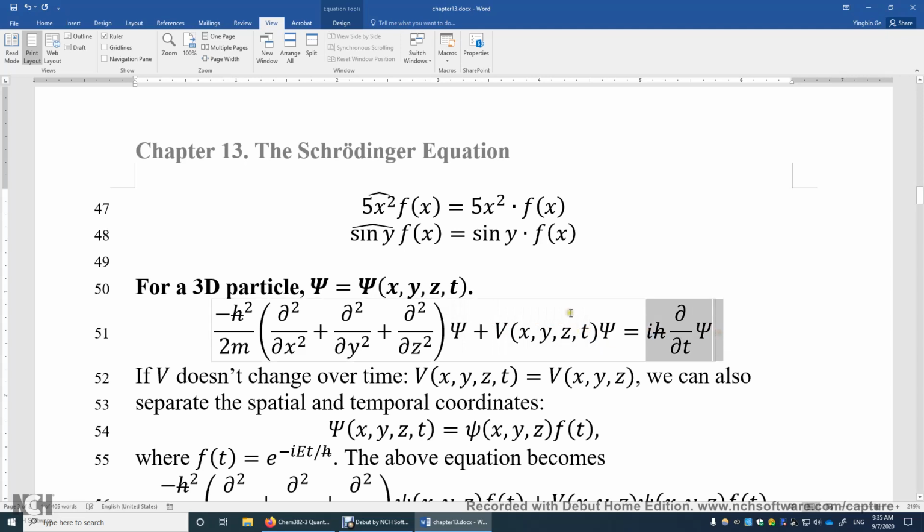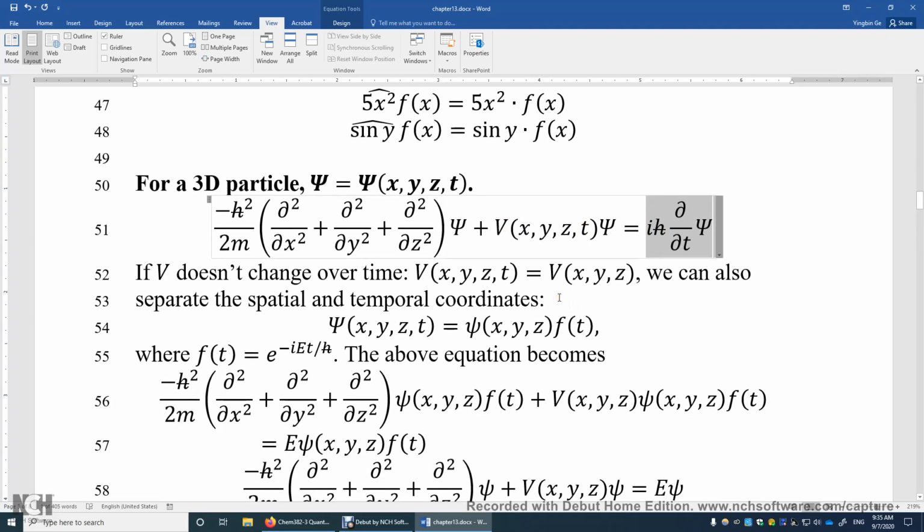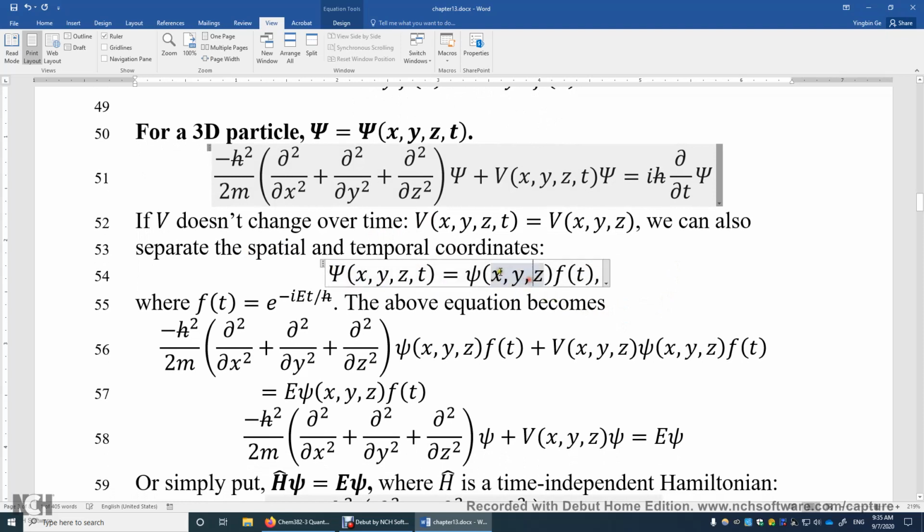And this is the right-hand side of the Schrodinger equation. But again, if the potential energy does not change with time, somehow we can separate time from the spatial coordinates. By setting this equation, we assume the wave function is the lowercase psi that depends only on x, y, and z, times a function of time. And this function of time is, again, e to the power of -iEt over h bar. i is the square root of -1, E is the total energy, t is time, and h bar is the reduced Planck constant.